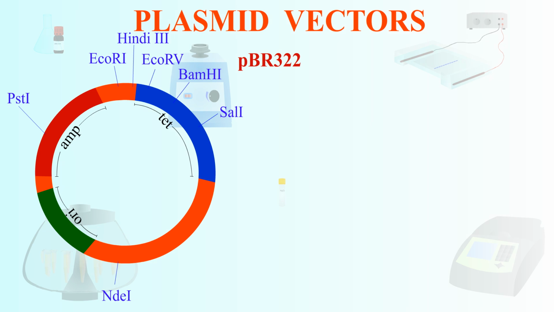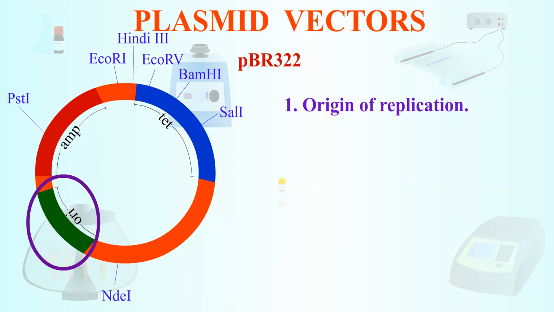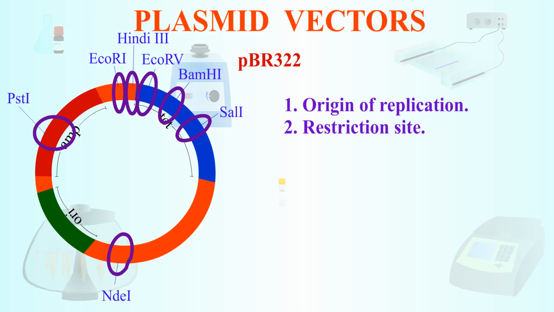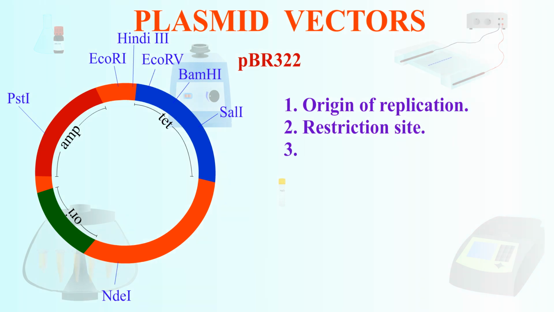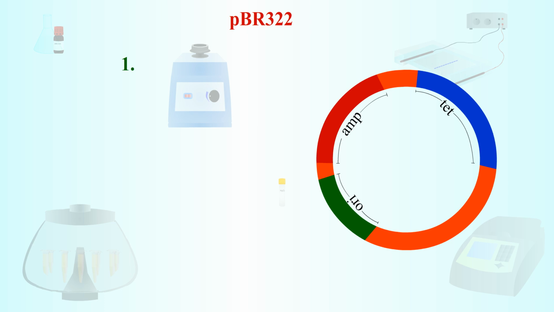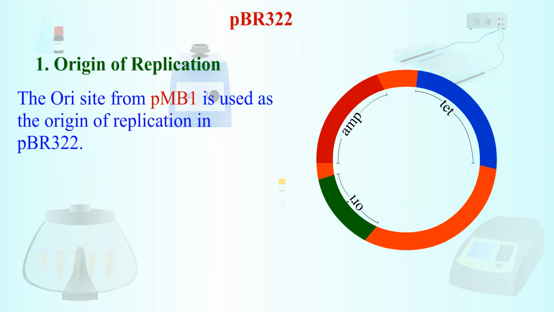pBR322 consists of 1. Origin of replication, 2. Restriction sites, and 3. Selectable marker. 1. Origin of replication. The ori site from pMB1 is used as the origin of replication in pBR322. It has a copy number of 15 to 30.